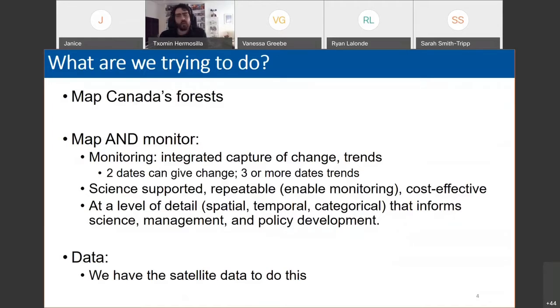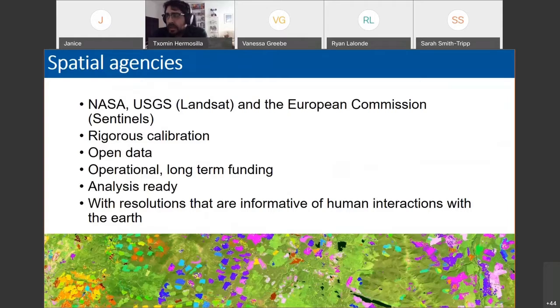And for doing this, we base our work on satellite data. Space agencies like NASA or USGS have Landsat, and the European Commission has Sentinels, which are amazing sensors to monitor the forest. They are sensors that have a rigorous calibration, and they offer the data for free. So we don't have to pay for this data. These programs are fully operational, and they have been funded for, well, Landsat for four decades, Sentinels almost 10 years. And there are perspectives: we know when Landsat 9 is going to be launched, hopefully in September of this year, and there are already plans for Landsat 10.